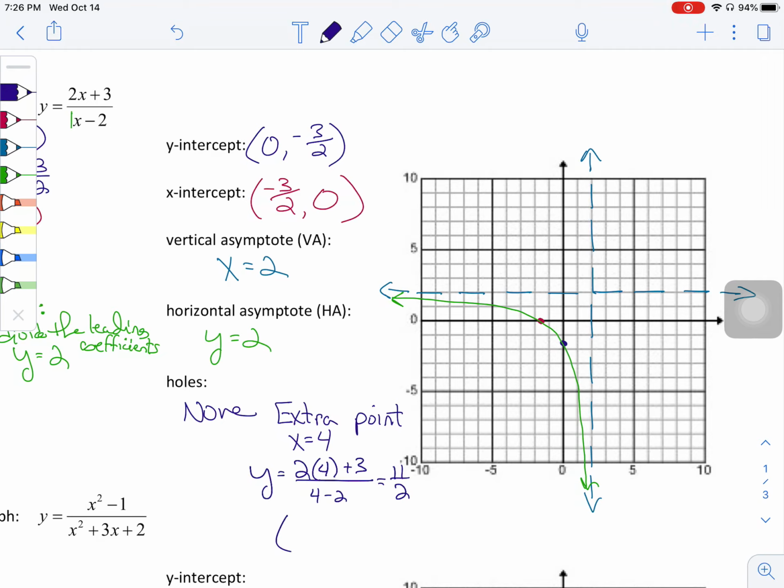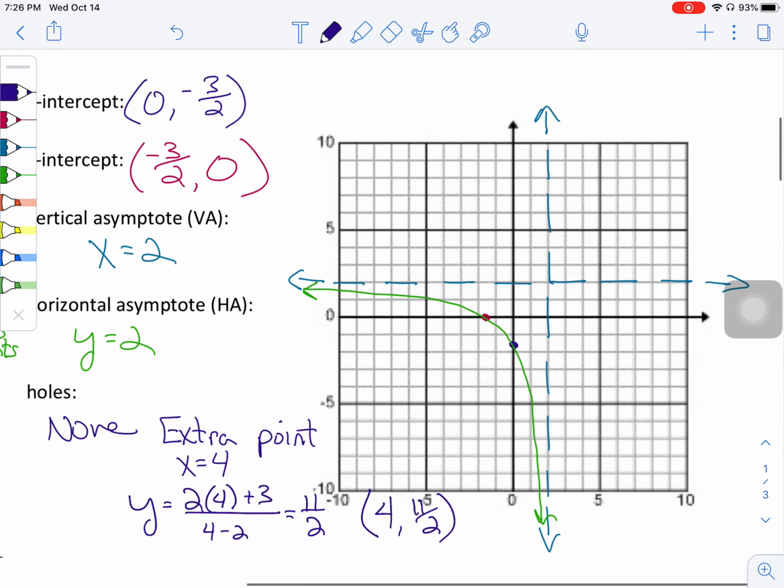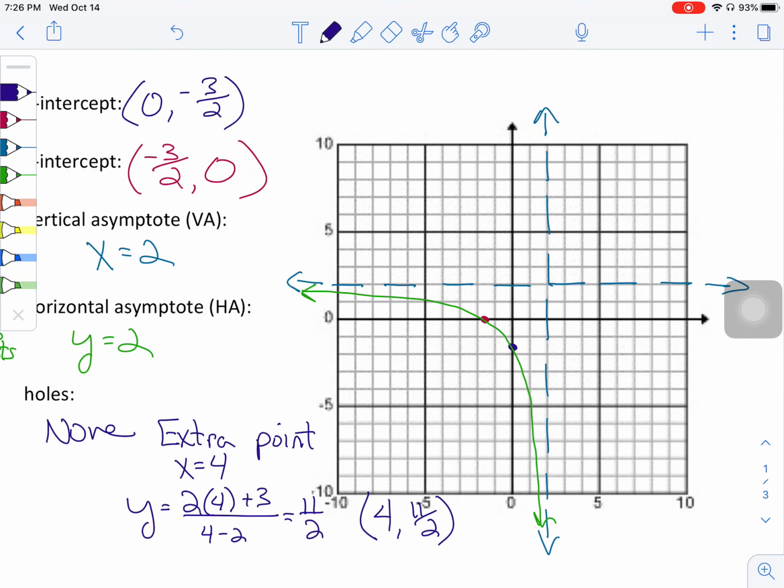So we have this extra point, and I'm actually going to move it off to the side here. So this is 4. That was our x value that we picked. And 11 over 2, what is that, 5.5? That sounds right. So when I graph this point now, back to my grid here, I'm going to go to 4. Right, here's 4. And I'm going to move up to 5.5. All right, so I know my graph goes through here.